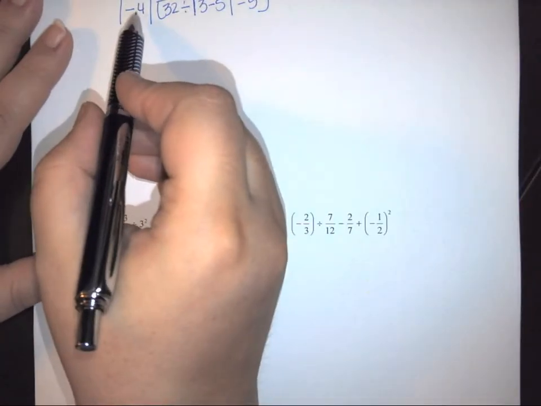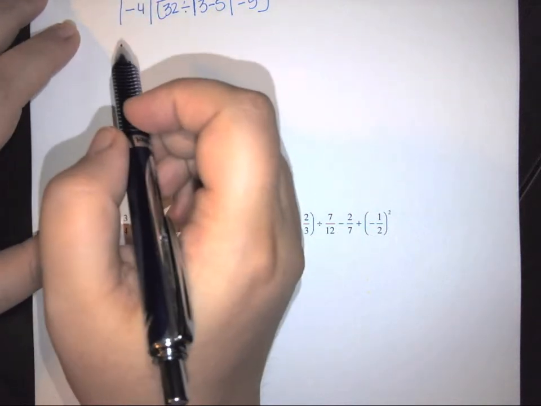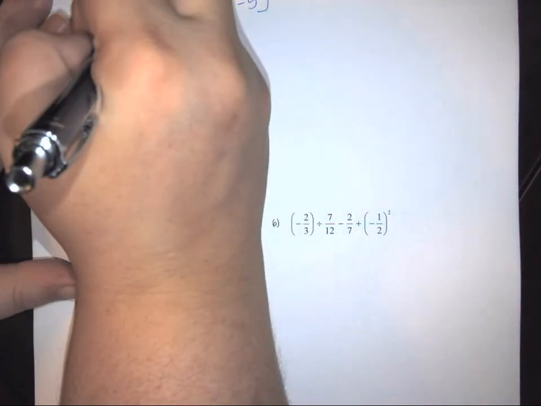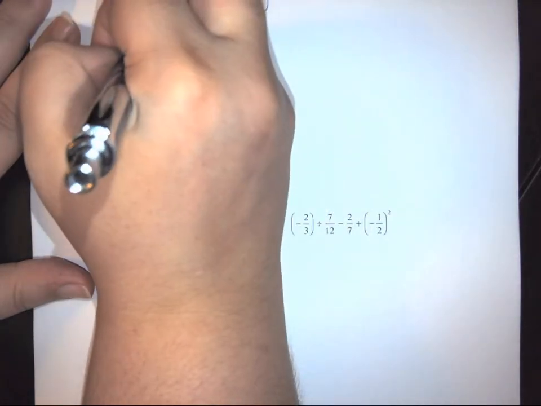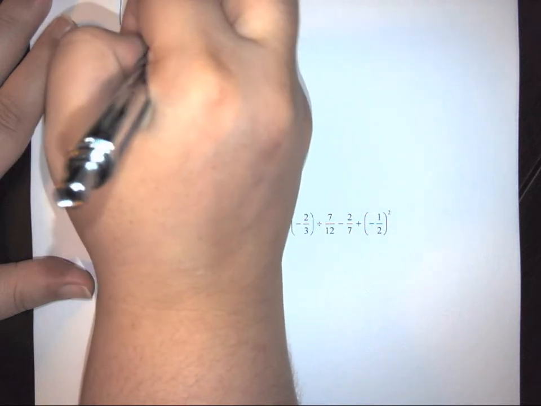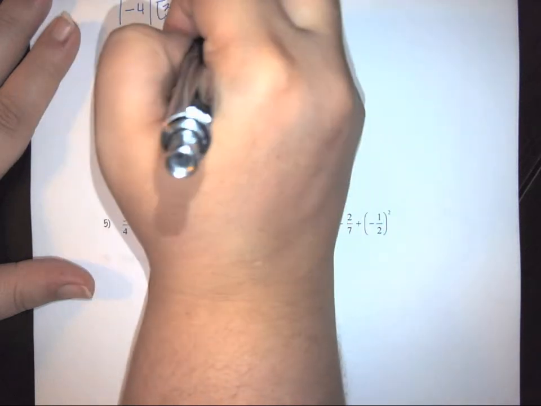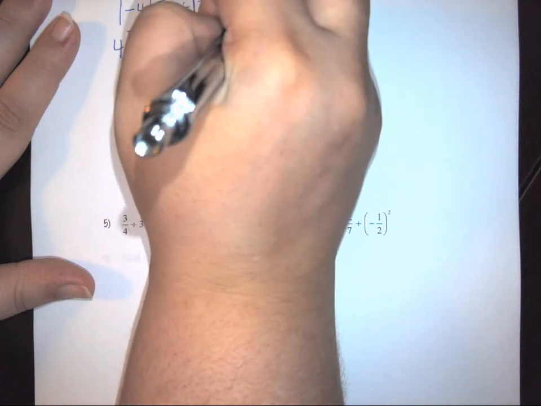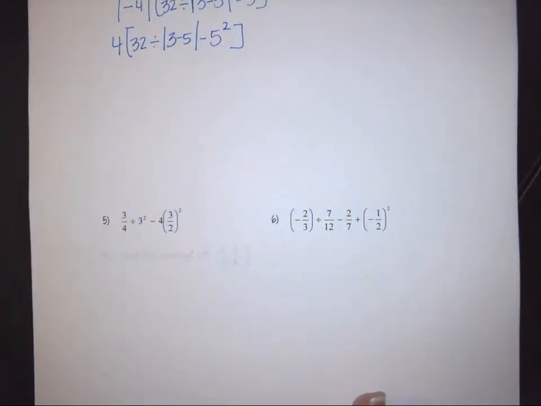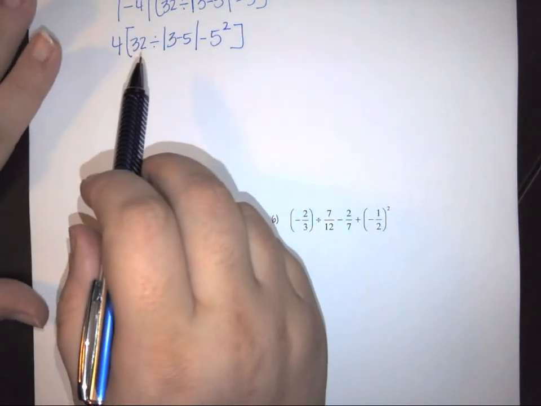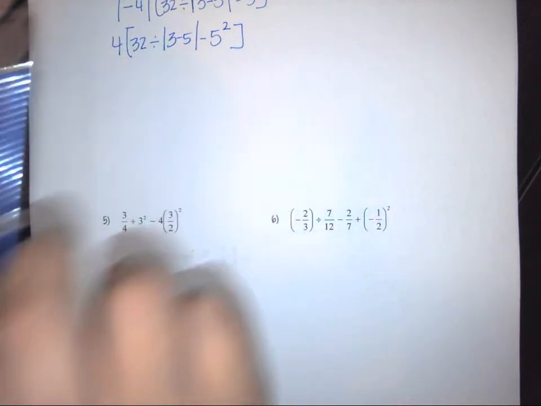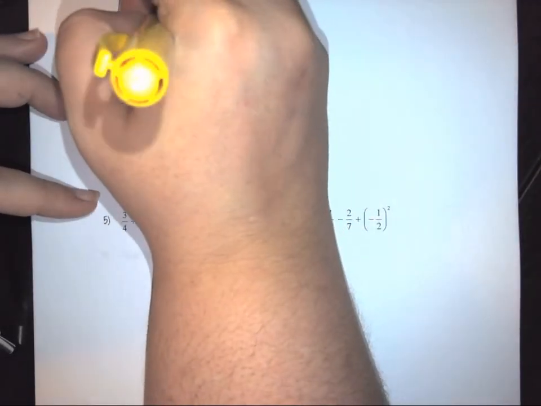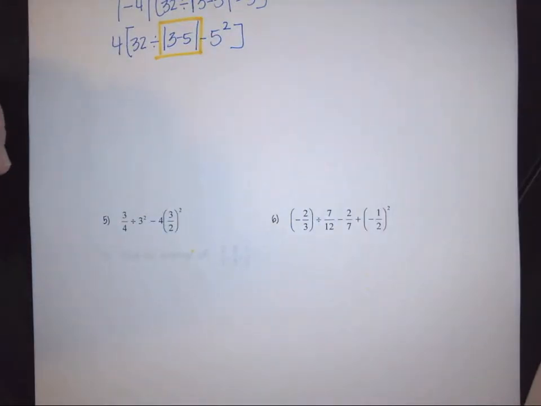I still have to evaluate here. Evaluating the absolute value of negative 4 is going to give me 4 as a result. So this is 4 times my stuff, which is 32 divided by the absolute value of 3 minus 5 minus 5 squared. Next thing I have to do again is still parentheses. I've got this big old bracket here, and inside the bracket I've got another absolute value. So this is the next thing that I have to focus on.